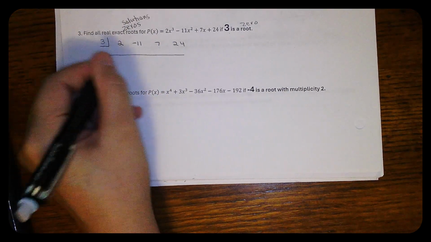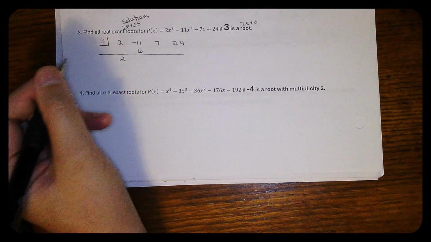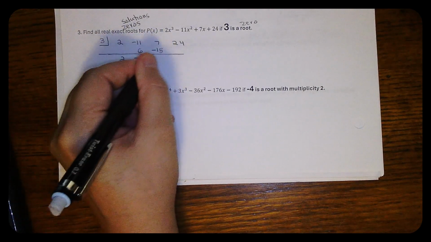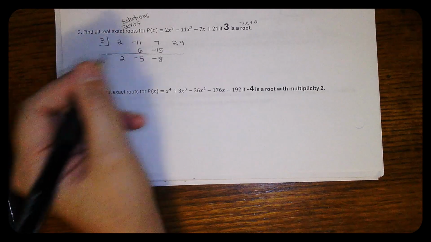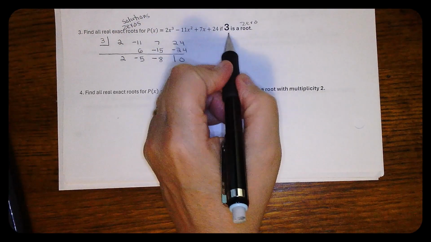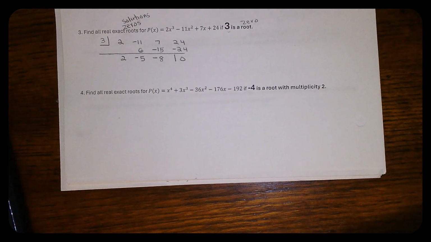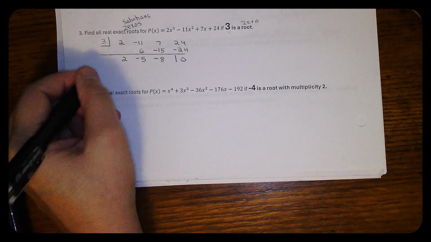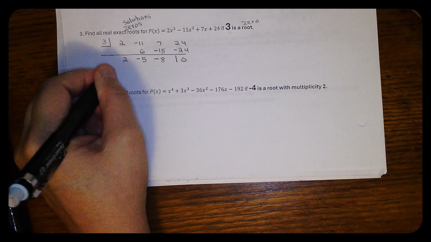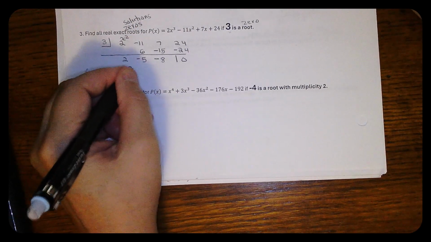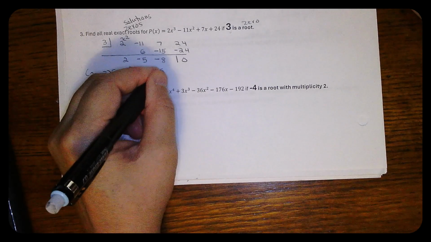So we're going to bring down the 2. Multiply, that's 6. Then add, and that's -5. Then multiply, that's -15. And then add, that's -8. Then multiply, that's -24. And sure enough, 3 is a root. You better get a 0 because it says 3 is a root. All right, now this gives me x minus 3, and this gives me 2x squared minus 5x minus 8. It goes down 1 degree.